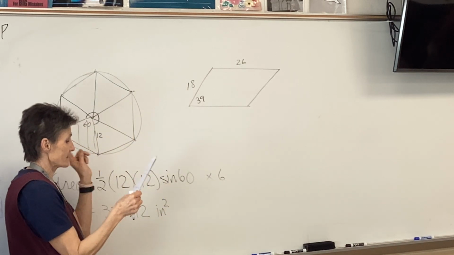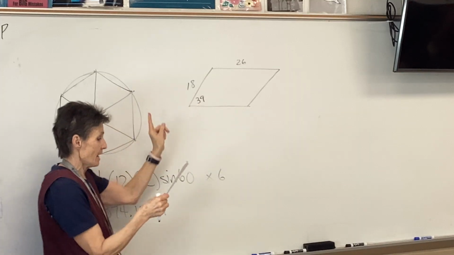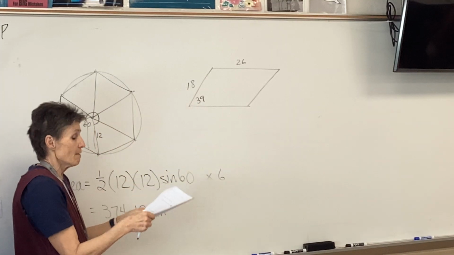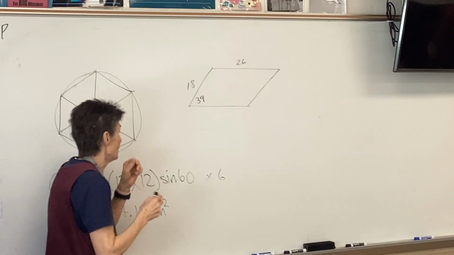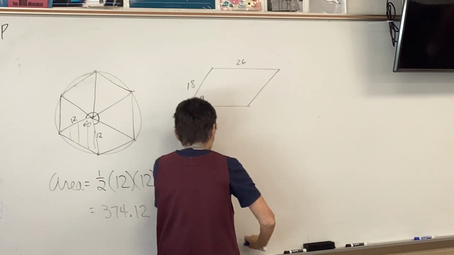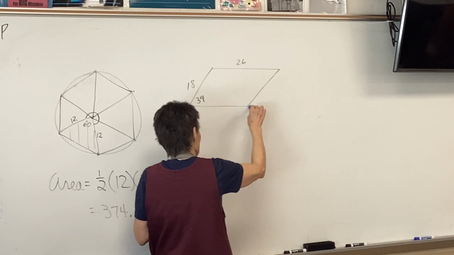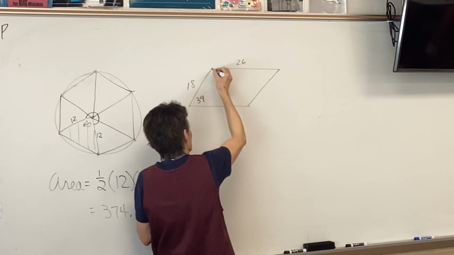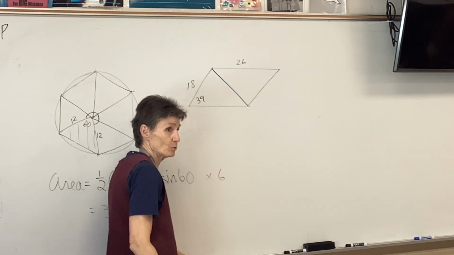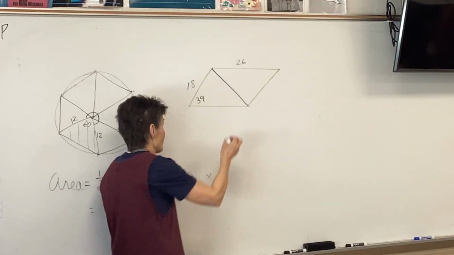So, sides of 18 and 26 and an angle of 39. Find the shorter diagonal. Would this one or this one be the shorter diagonal? The second one, this guy right here. This is my shorter diagonal, would you agree with that? It would be. And I'm finding the length of it.